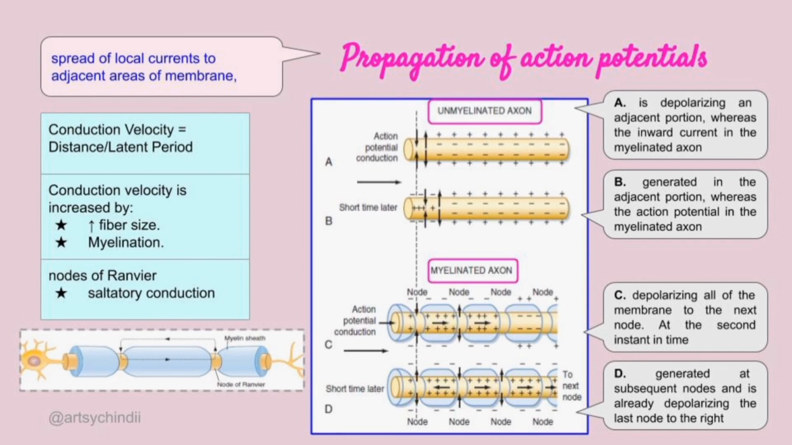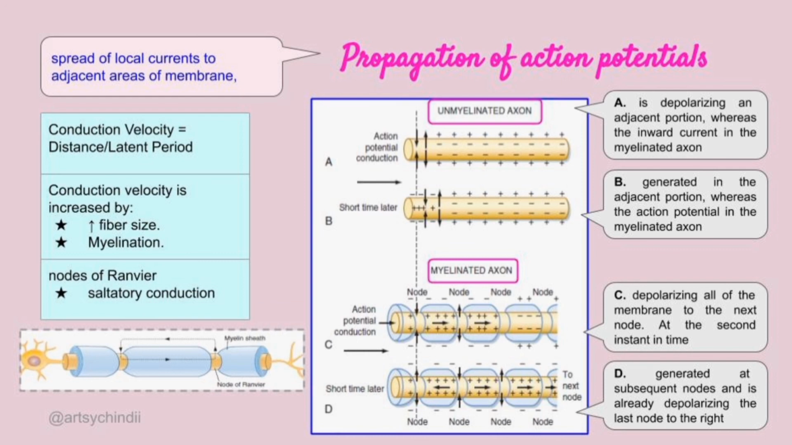So here is a picture of a comparison of action potential conduction in an unmyelinated axon and in a myelinated axon. In figures A and C, at the initial time, an action potential is being generated at the left side of each axon. Note that the inward current in the unmyelinated axon, which is figure A, is depolarizing the adjacent portion, whereas the inward current in the myelinated axon of figure C is depolarizing all of the membrane to the next node.